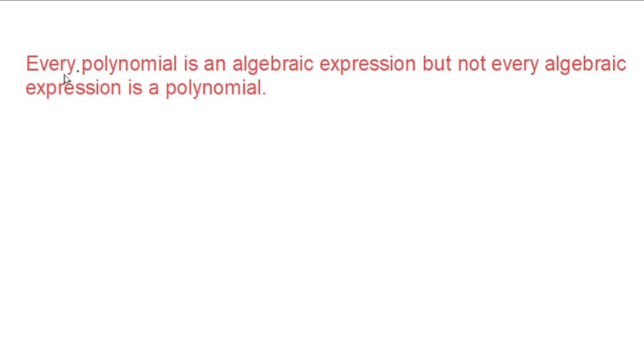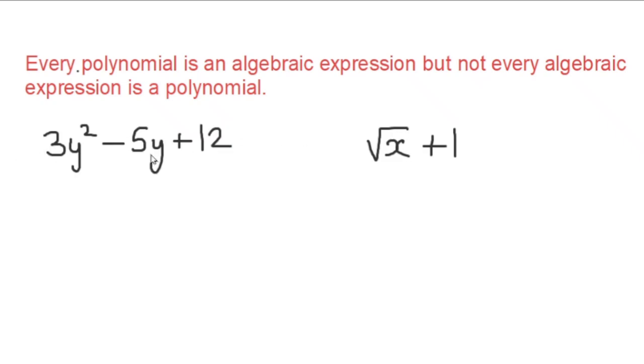Remember, this is an important statement. Every polynomial is an algebraic expression, but not every algebraic expression is a polynomial. We will see with examples. See these two examples. The first example, 3y square minus 5y plus 12, and the second example, root x plus 1. Both the examples are algebraic expressions, right? But the first one is a polynomial, the second one is not.